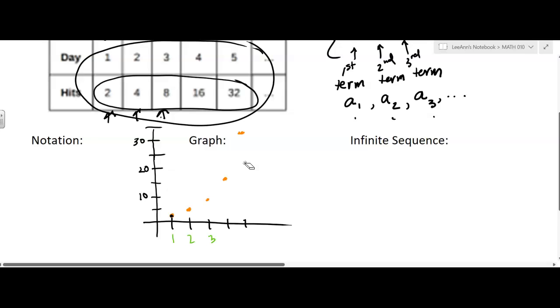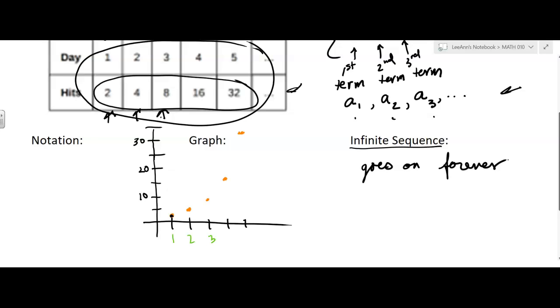Now, what we've shown you up here, and what was shown here and over here, we had the ellipsis, and that indicates that this is an infinite sequence, that it's going on and on and on. It goes on forever. Okay, so not all sequences go on forever, but the ones that do are called an infinite sequence.